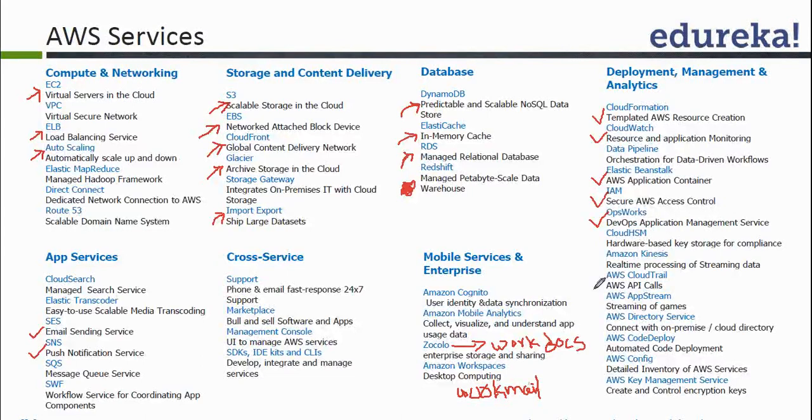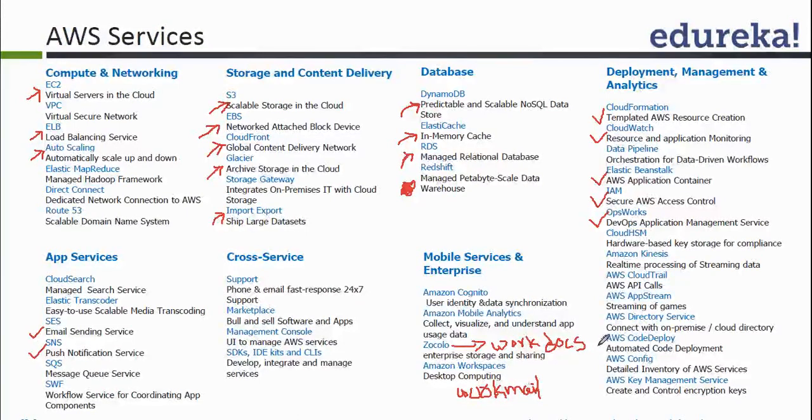Amazon CloudTrail is an API call management service where you want to monitor all the Amazon APIs. Amazon AppStream is for the streaming of the games. Amazon Directory Service is a directory service like Active Directory or LDAP, kind of Amazon's own offering.